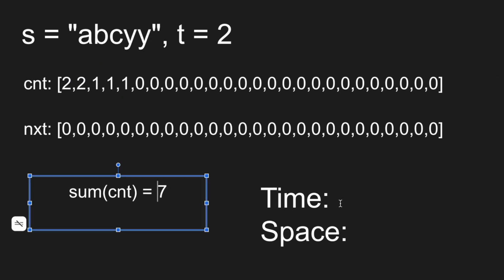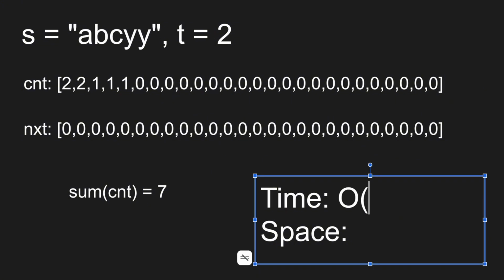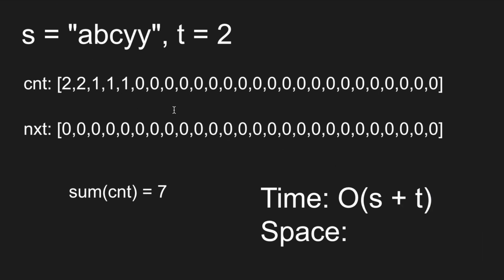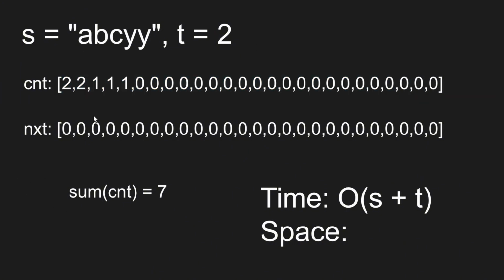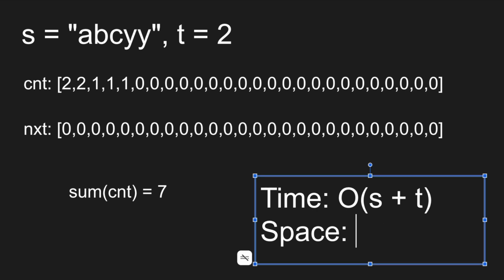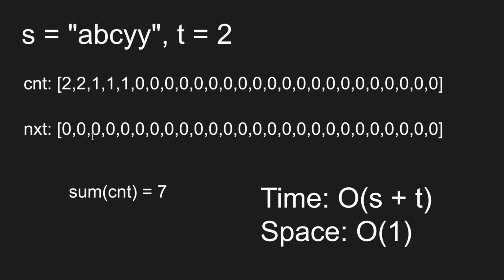So we return 7. And the time complexity would be O of S plus T, where T is the number of transformations and S is the number of letters in the string. Because initially it will take O of S time to set this up, we have to iterate through and add the counts, and then we will also have to go through T transformations, so it's O of S plus T. And the space complexity would be O of 1, because even though we will have to make these two arrays, the length will always be 26, so it's constant.